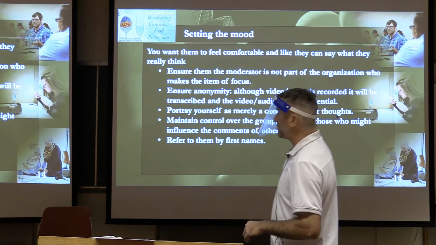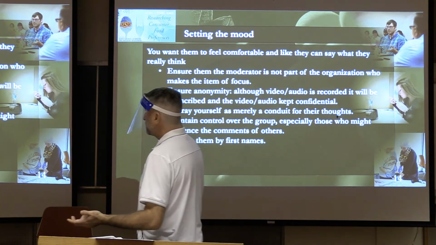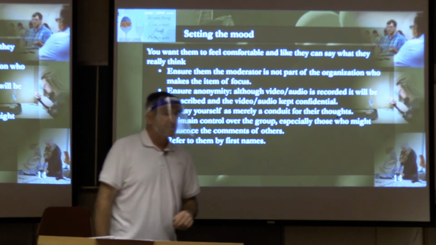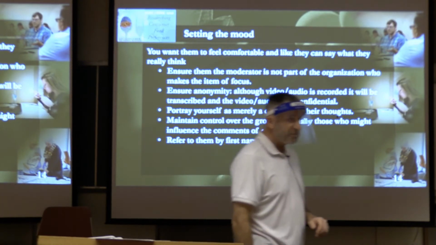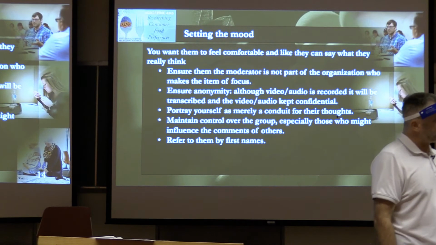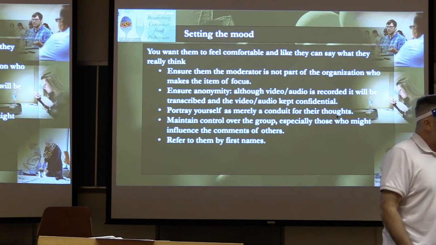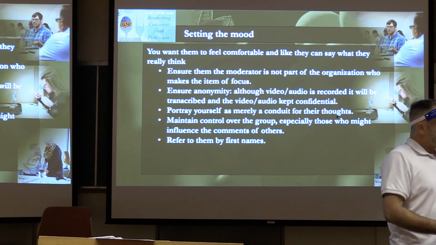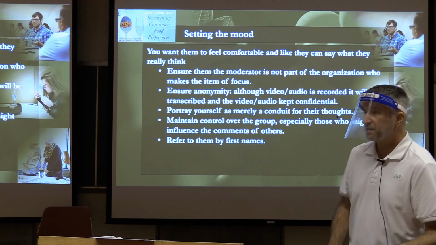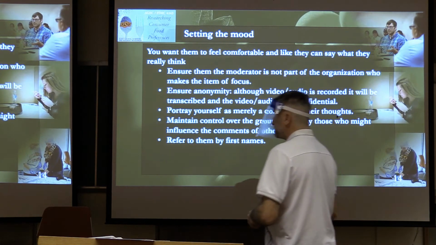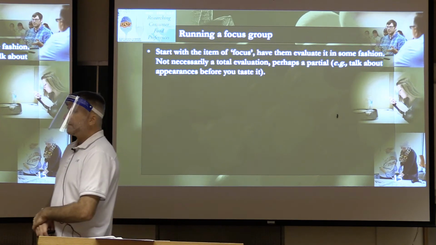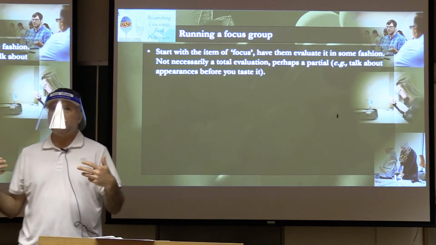You just portray yourself as a conduit for their thoughts. You don't try to control what they say, but sometimes you have to maintain control over the group. Make sure some people get heard. Make sure some people don't talk too much. Generally, you have a friendly rapport with them. Usually you have a nameplate where they put their first name in front, and you refer to them by their first names. And there are some tips about how you would go through.